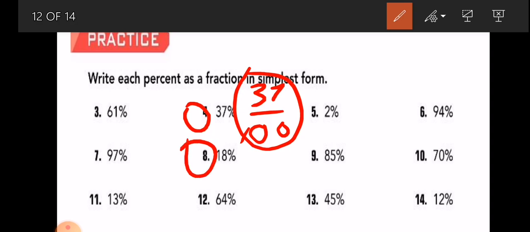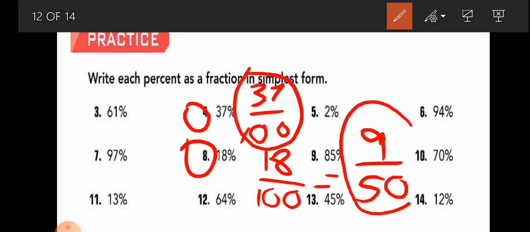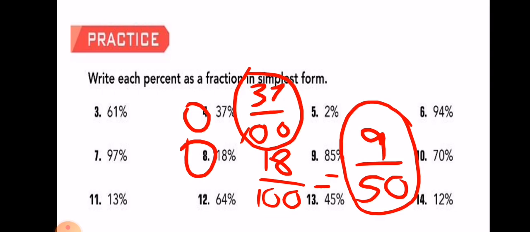Number 8. 18 percent. How can I make it a fraction? It means 18 over 100. How to simplify now? Divide by what? Try to think with me. What is the common factor between them? Yes, both of them can be divided by 2. Divide the 18 by 2 will give 9. Divide the 100 by 2, I will get 50. Can we divide more? No, I don't have more common factors between them. So here is my final answer.